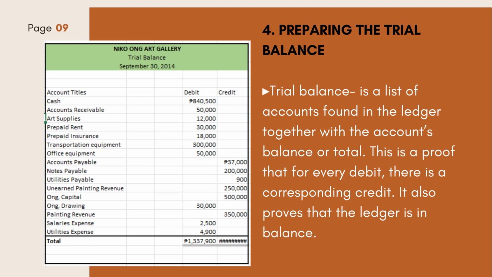Accounts receivable 50,000, art supplies 12,000, prepaid rent 30,000, prepaid insurance 18,000, 300,000, office equipment 50,000, accounts payable 37,000, which belongs on the credit side since it is accounts payable. So notes payable is 200,000, utilities payable 900, unearned revenue 250,000, capital 500,000, and drawings 30,000, which is a debit.